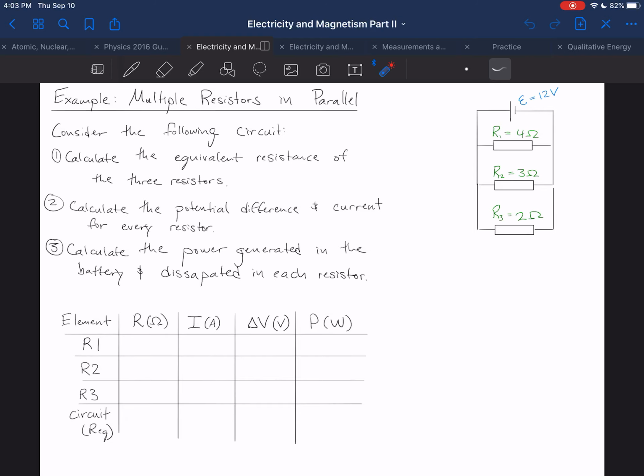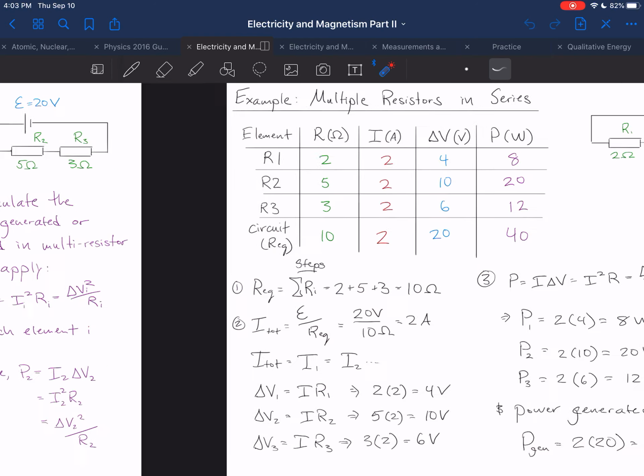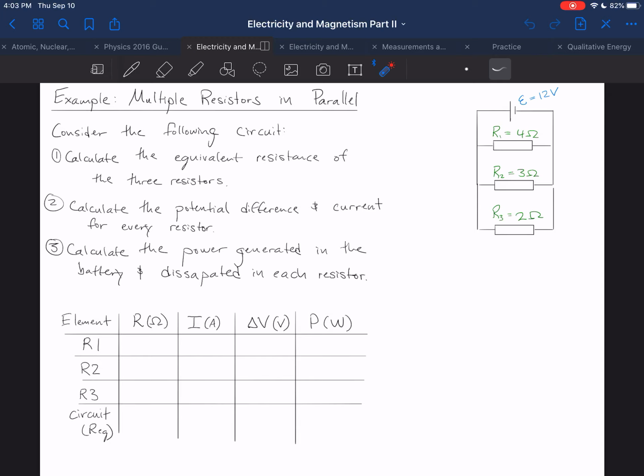So, just like the previous exercise with multiple resistors in series, I would encourage you to pause the video right at the end of this little intro and solve out this circuit. As before, that means the following three things: calculate the equivalent resistance of the three resistors, calculate the potential difference and current for every resistor, and calculate the power generated in the battery and dissipated in each resistor. So I would encourage you to pause and fill out our table here.